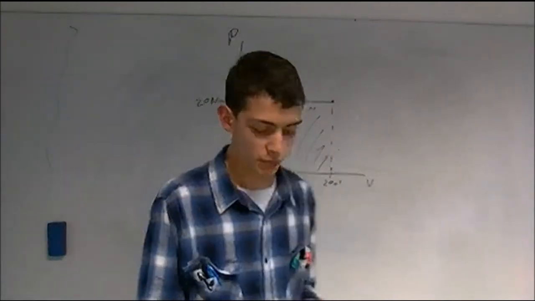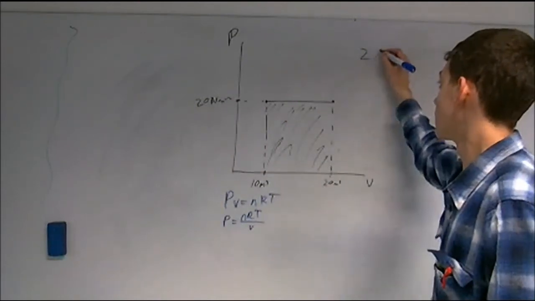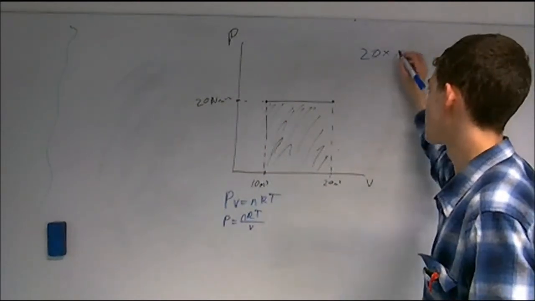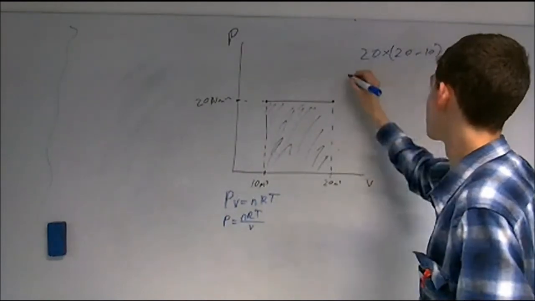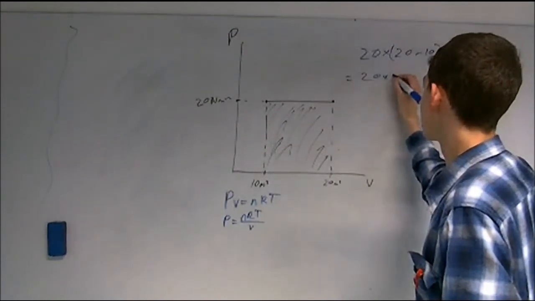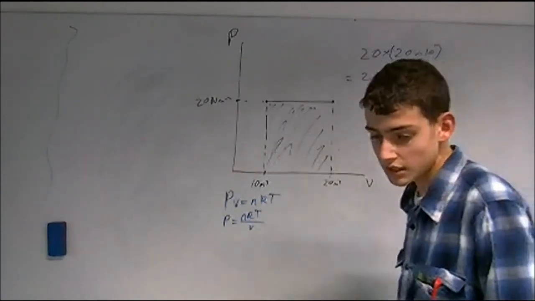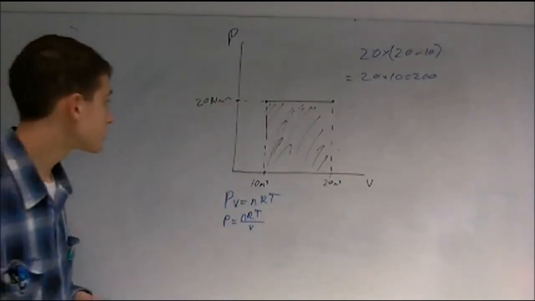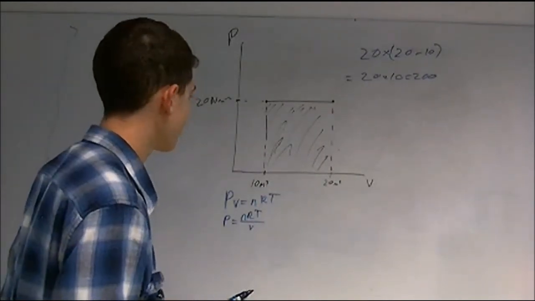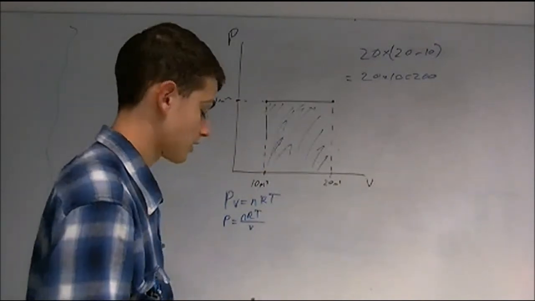So now let's look at the work that's done. That's going to be 20 times 20 minus 10. And have you talked about the names of like constant pressure, constant volume? Getting to that. So this is called an isobaric reaction.